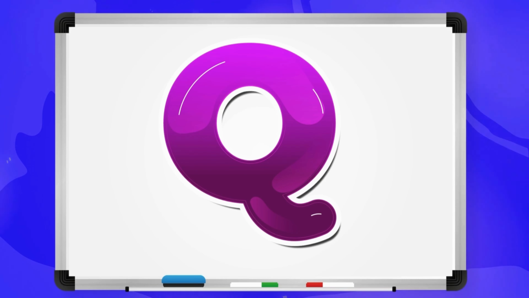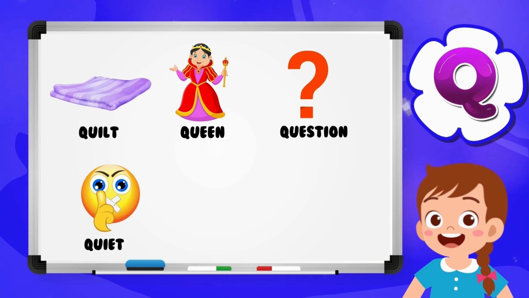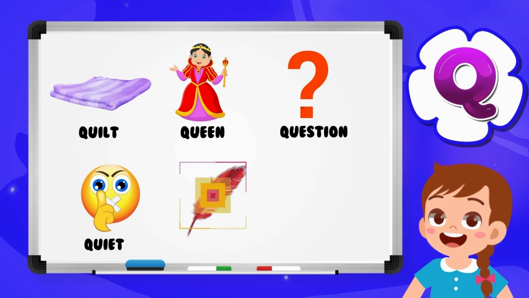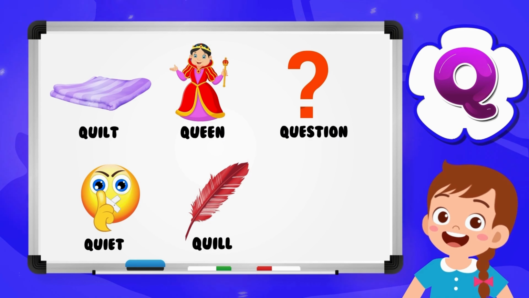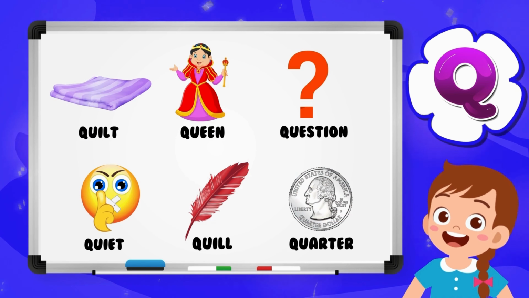Q. Q is for quilt. Q is for queen. Q is for question. Q is for quiet. Q is for quill. Q is for quarter.